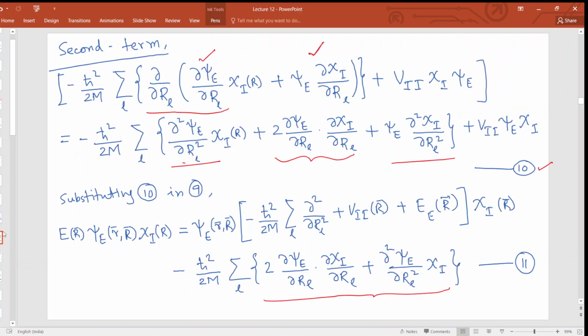Now here the question comes: under what condition can I make this bracketed term 0? Anyone tell me whether it is justified to say this?